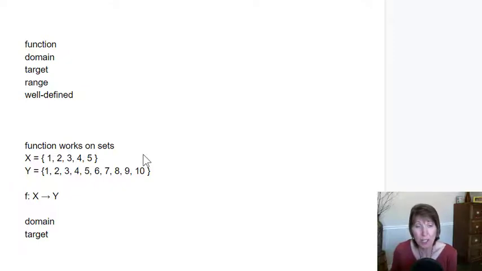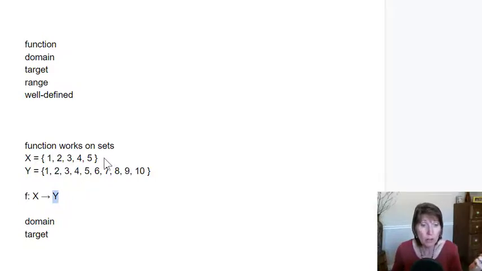Let's get started working with functions. Now, functions are a very specific thing, and what they do is they work on sets. A function maps the values in one set to the values in another set. That's written up like this. The function, so we're talking about a function f, maps elements in set x onto elements in set y.